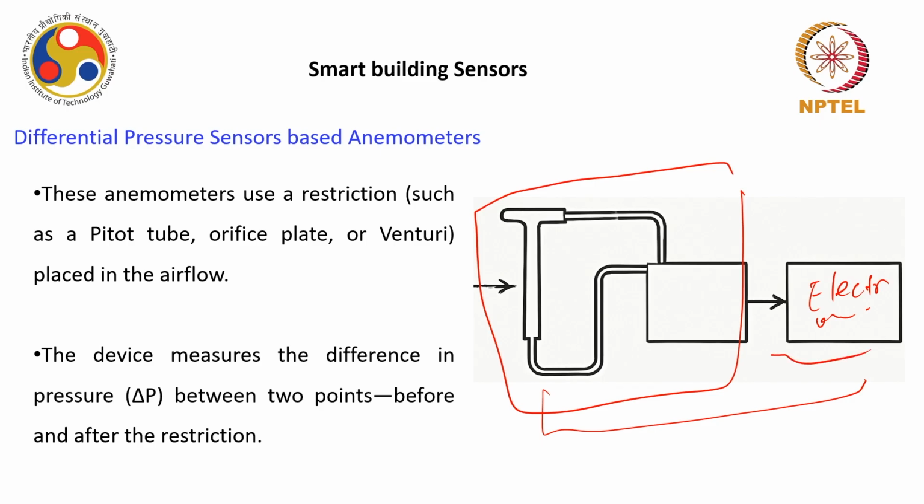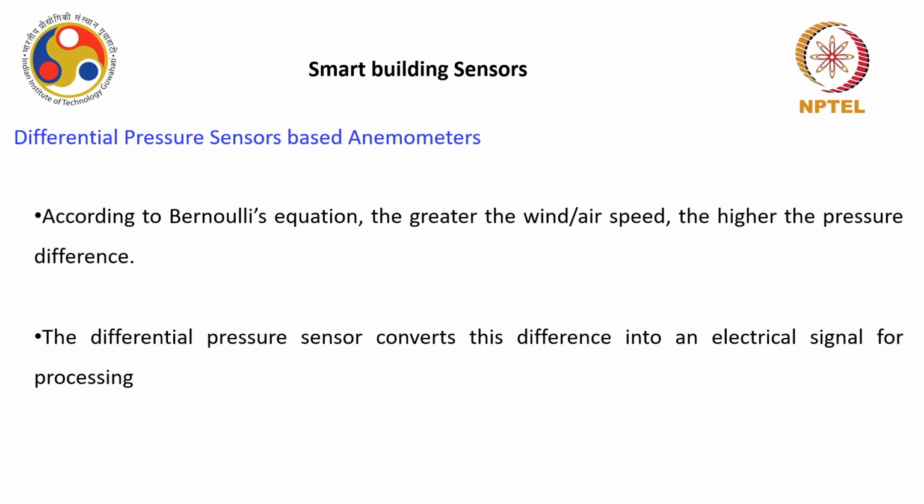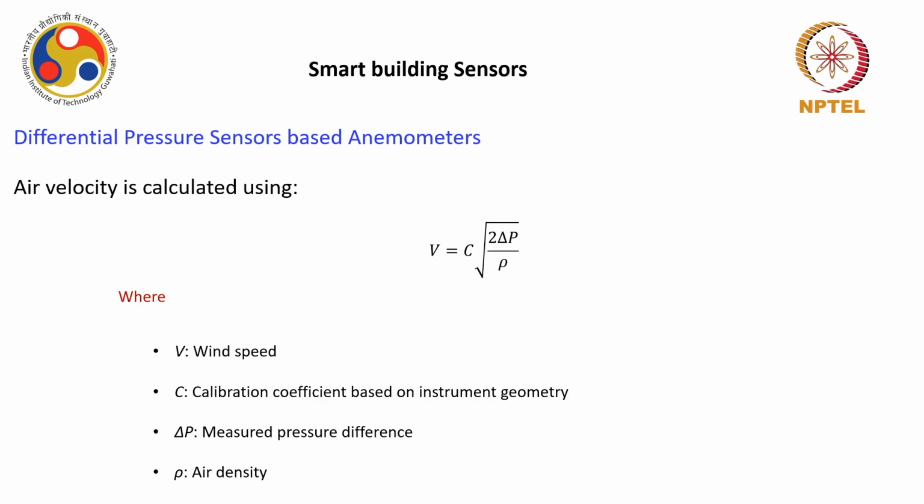The device measures the difference in pressure between 2 points before and after the restriction. According to Bernoulli's equation, the greater the wind speed, the higher the pressure difference. The differential pressure sensor converts this difference into an electrical signal, in the form of current or voltage. Now, the air velocity is calculated using this particular equation, where V is the wind speed and C is the calibration coefficient. This is a very popular equation used in fluid dynamics.